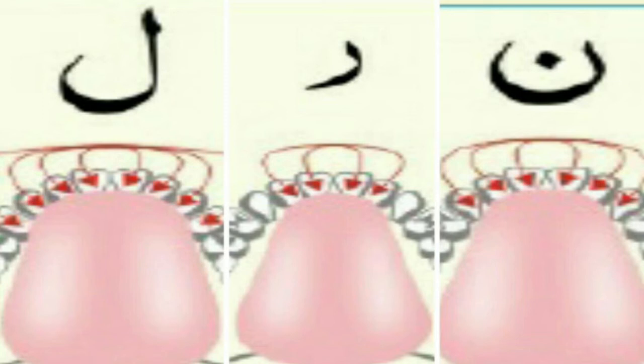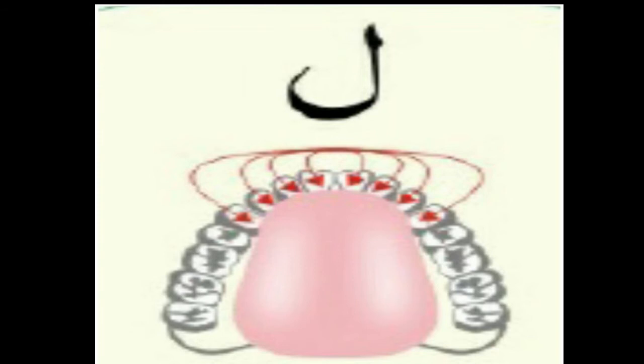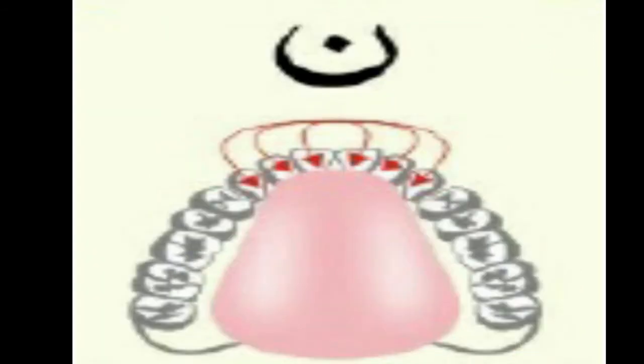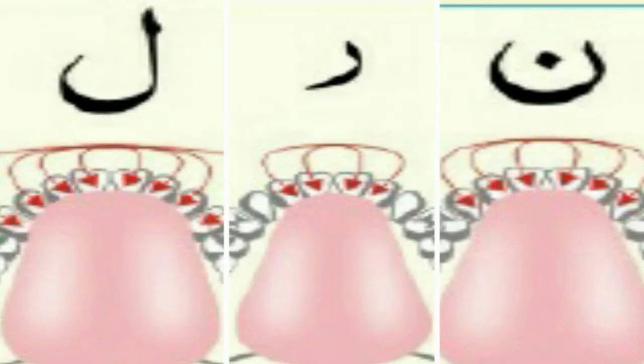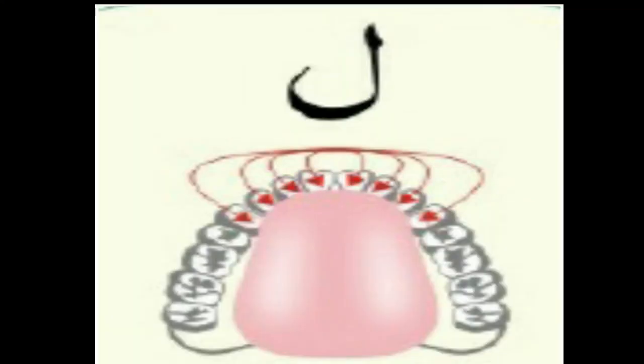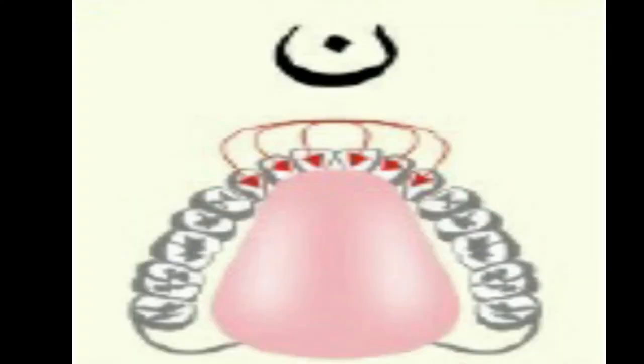Read after me. Ra, Lam and Noon. Check if your tongue is touching or not. You will notice that the front part of your tongue touches the roots of the upper teeth. One time again, repeat after me. Ra, Lam, Noon. Okay, now see the next one.